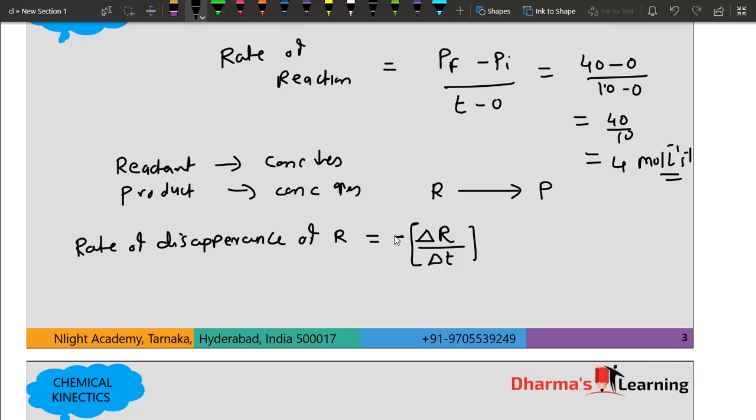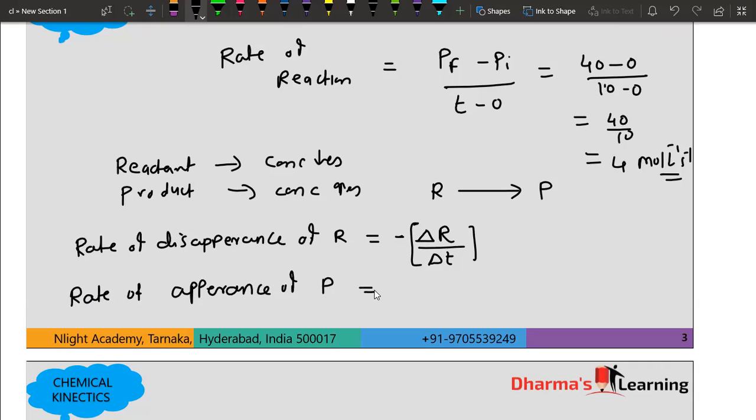Okay, or we can say this negative symbol represents a decrement in the concentration of the reactant. Similarly, the concentration of product increases. So if I'm going to write the rate of appearance of P, why am I saying appearance? Because the product is forming, the product is appearing.